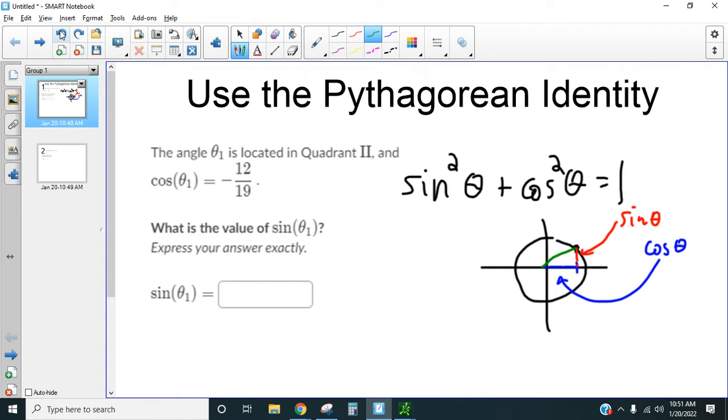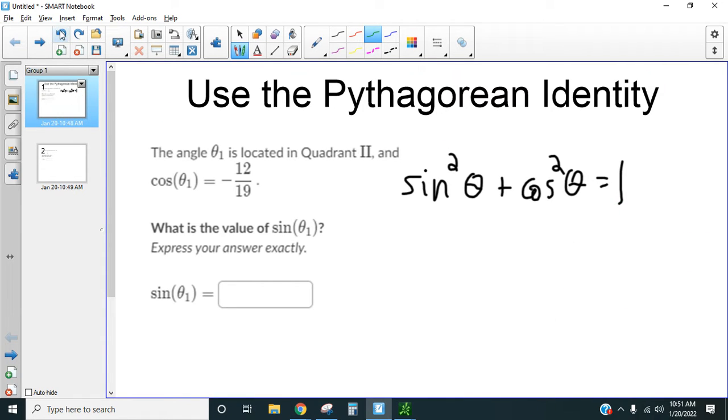Okay? So anyway, we're going to use this, and we're going to use a clue that they give us. They're also going to tell us that the angle is in a certain quadrant, which is going to tell us about the sign, whether it's positive or negative. Okay? And we have to figure out what the sine ratio is. All right, so here we go. We don't know what the sine is, so we're going to leave that alone. But we do know that the cosine of theta, this little 1 really doesn't mean much. They're not giving us two angles, so I'm not sure why they did that. The cosine of theta is negative 12 over 19.